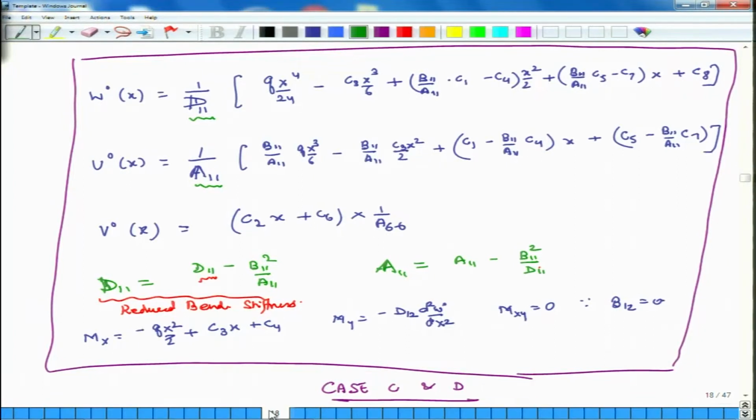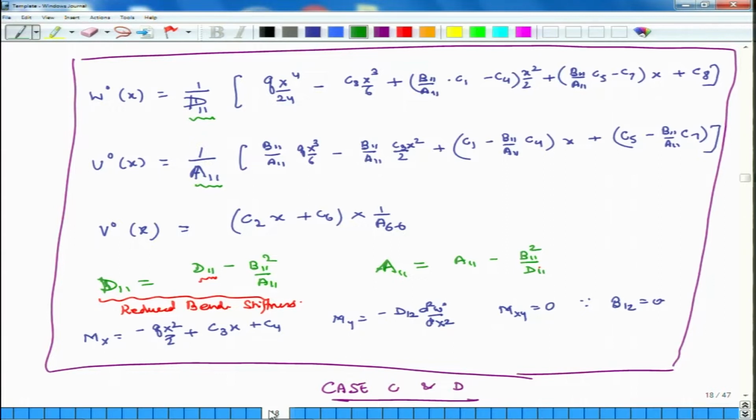And for cases C and D, we have developed the solutions for U, V and W as well as for Mx, My and Mxy and B12, and we have found that instead of just a simple D11 we get a reduced bending stiffness term, which is script D11. Similarly, in the denominator in the expression for Ux we have a script A11. In both these cases, the presence of the bending coupling stiffness matrix tends to reduce the bending stiffness as well as the in-plane stiffness of the plate. So, that is one thing.